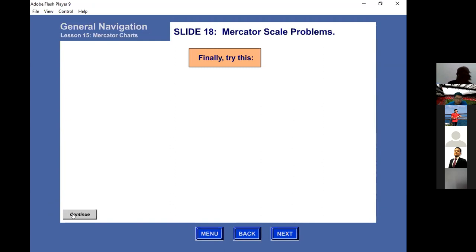So given Mercator scale at some latitude, find out Mercator scale at some other latitude. Now write down this problem. On a Mercator's chart at 54 degrees south, the scale is 1:2,000,000.